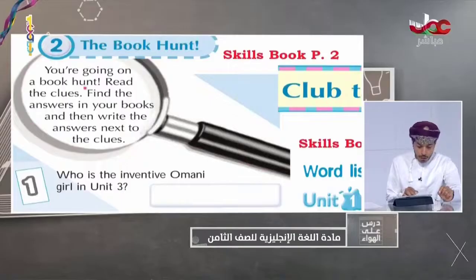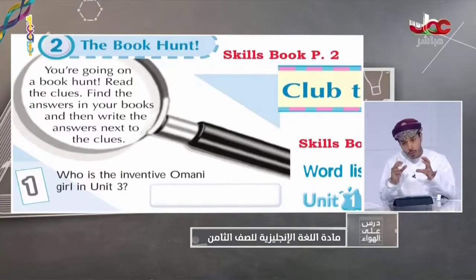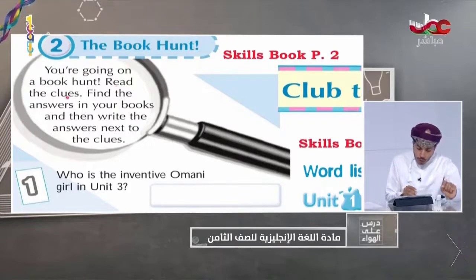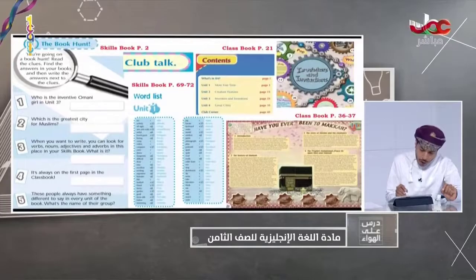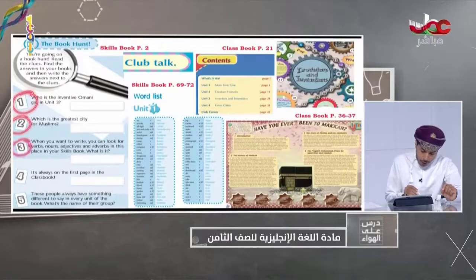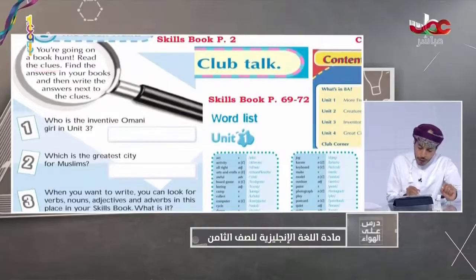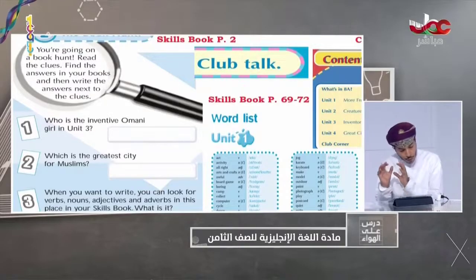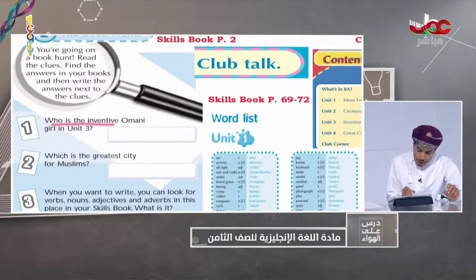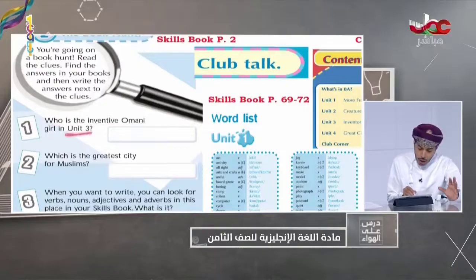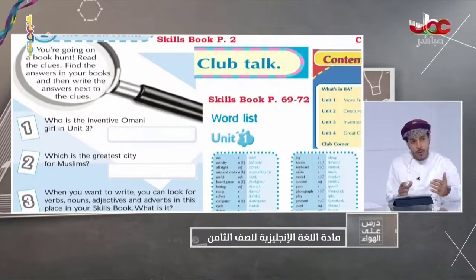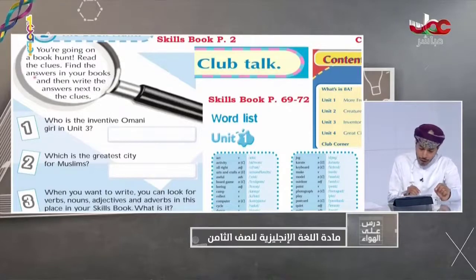You are going on a book hunt, and here we are going to look briefly throughout the whole book. Okay, so read the clues. We are going to have these 5 clues, as you can see on the screen. Read the clues, find the answer in your books. So whenever we read the question, we have to look for the answer in the correct place. For example, who is the inventive Omani girl in Unit 3? And here we are going to go immediately to Unit 3 in order to find the answer for this one. And this is the purpose of this activity. Okay, so find the answer in your book and then write answers next to the clues.